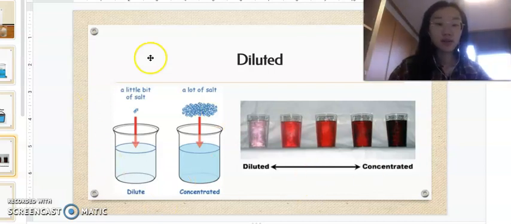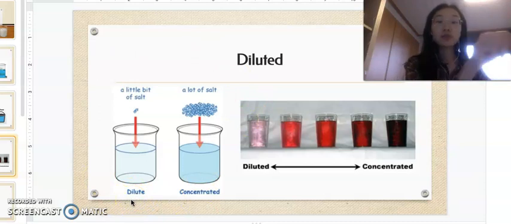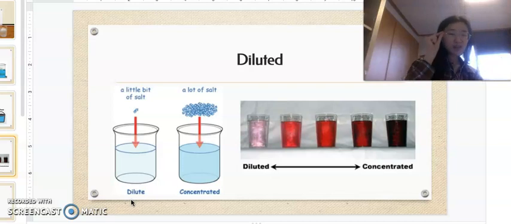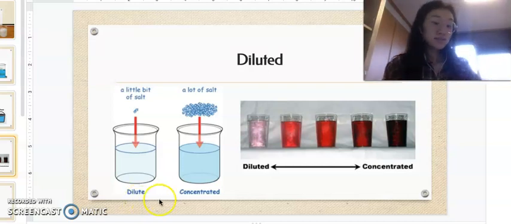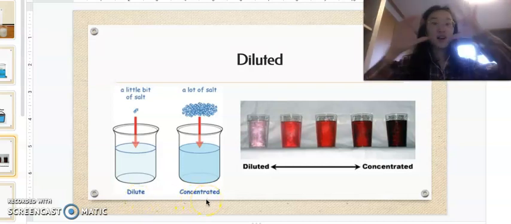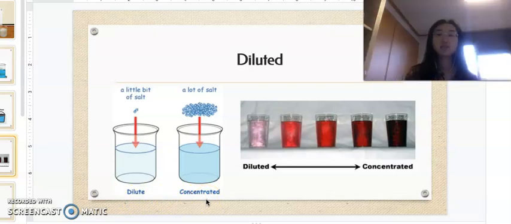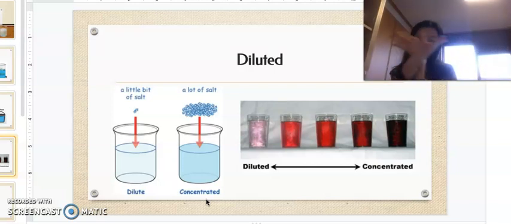Another example is the salt water example. Dilute, again, is the least amount of solute inside the solvent. So it's a little bit of salt, just a little sprinkle of salt, okay? Not very salty. But concentrated, it's a lot darker, right? Because we put a lot of salt. So again, diluted is the least amount, and the more you put, the more concentrated it becomes. I hope that makes sense.